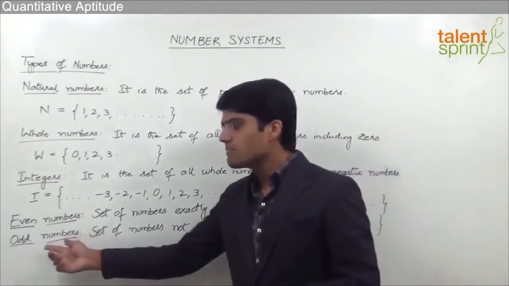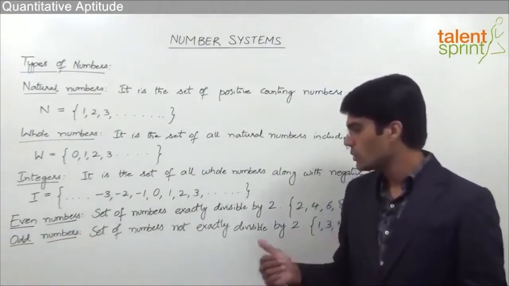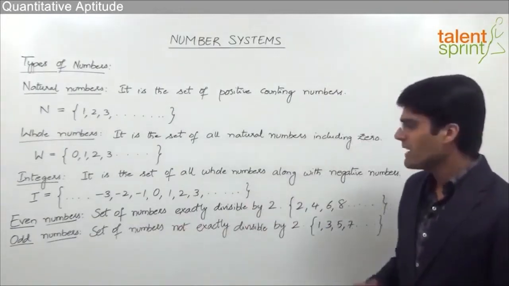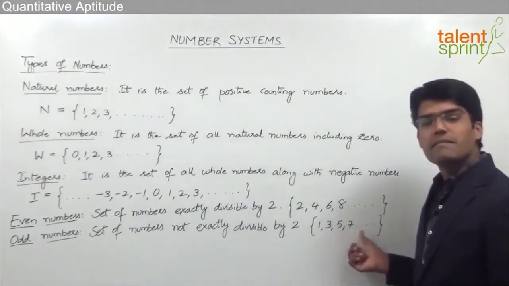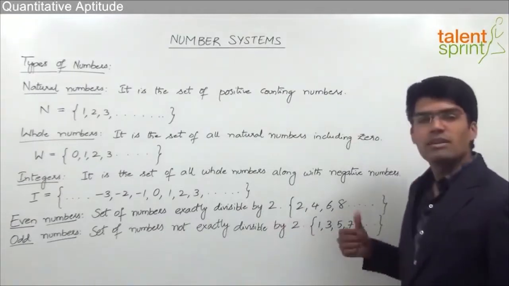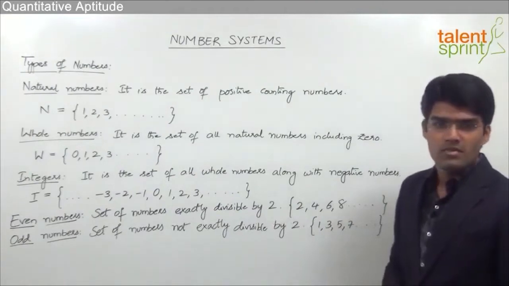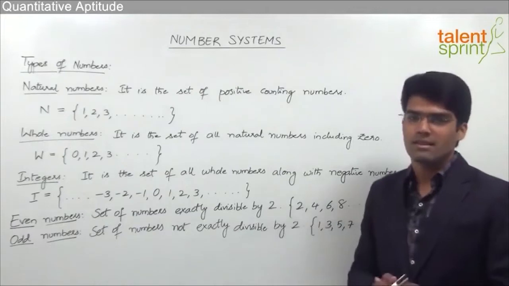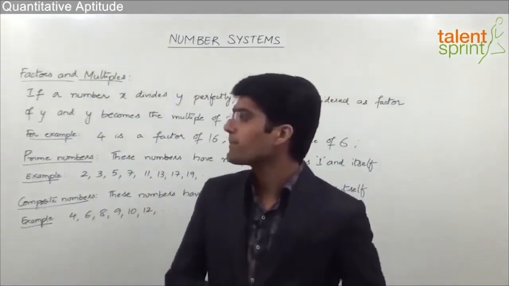The next one is odd numbers. Odd numbers are those numbers which are not exactly divisible by 2. So the set of numbers which are not exactly divisible by 2 is referred to as odd numbers, or we can say numbers which are not even are odd. So 1, 3, 5, 7 and so on are the examples of odd numbers, as all these numbers are not the exact multiples of 2, or these numbers are not divisible by 2. So if a number is divisible by 2, it can be taken as even, otherwise it is to be considered as an odd number. Let us now understand what is meant by factors and multiples.